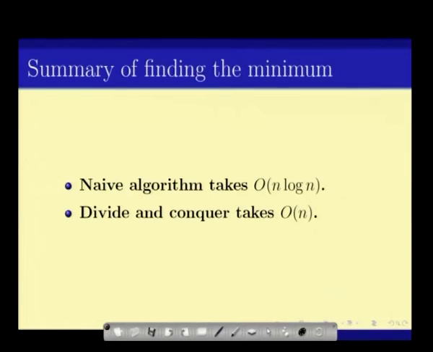So, thus we have that while a naive algorithm for finding the minimum takes order n log n steps, a divide and conquer approach will take order n steps. A natural question to ask is whether someone can use this approach to get, say, the fifth smallest in this set S. That is a very interesting question, and we will answer that only in the next lecture. We will take a short break now. When we come back, we will look at another simple algorithm which will use the divide and conquer approach.